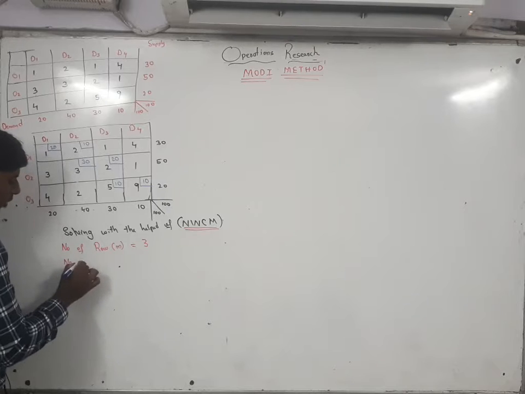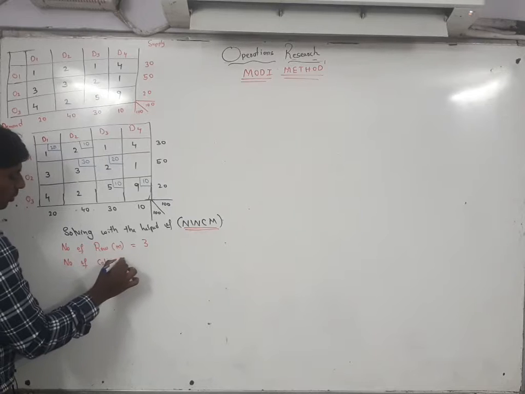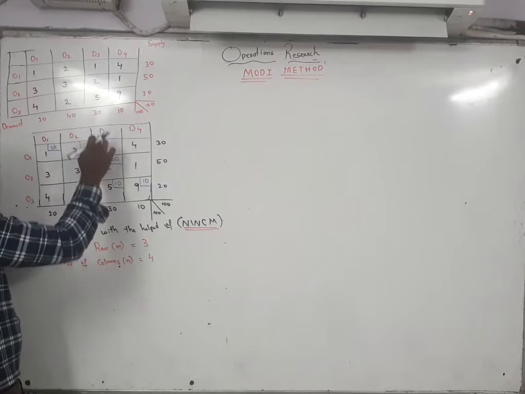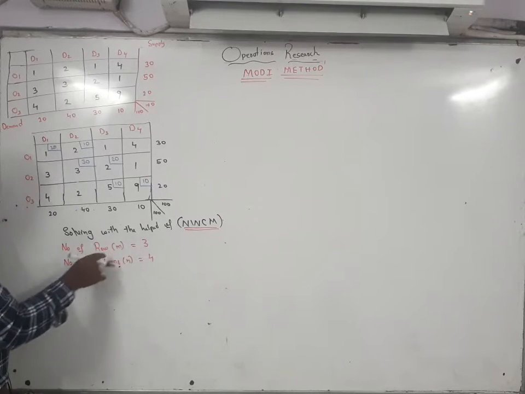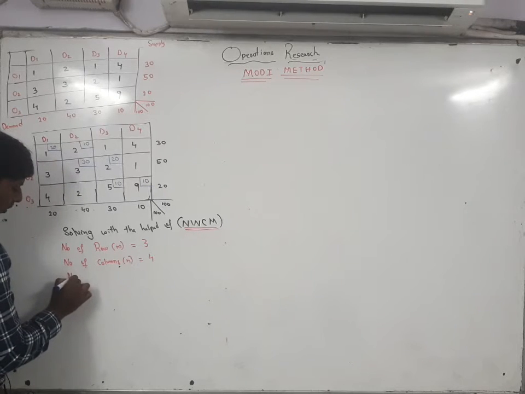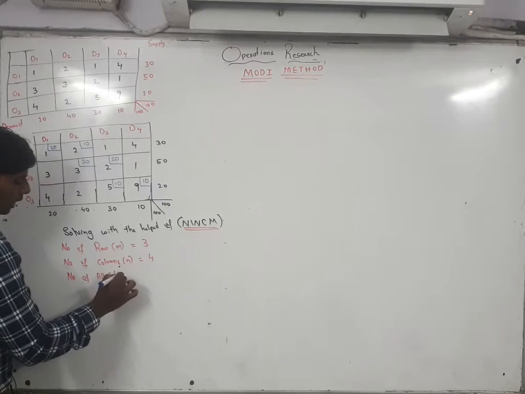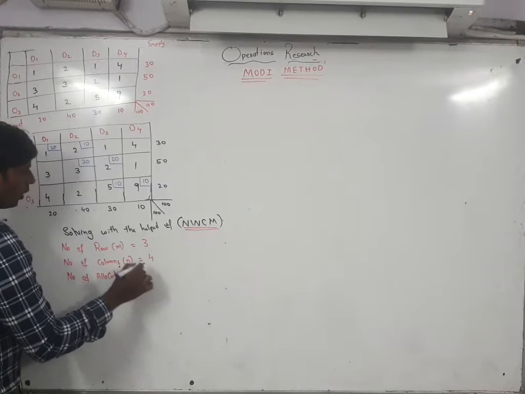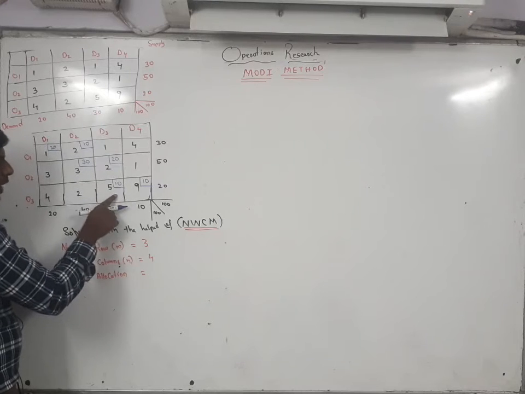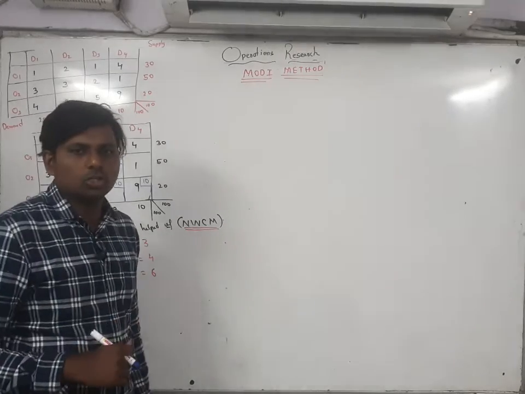Next you have to take the number of columns, designated with N. How many are there? 1, 2, 3, 4. So number of rows 3, number of columns 4. Then the number of allocations. As you can see here, 1, 2, 3, 4, 5, 6. Total number of allocations is 6.